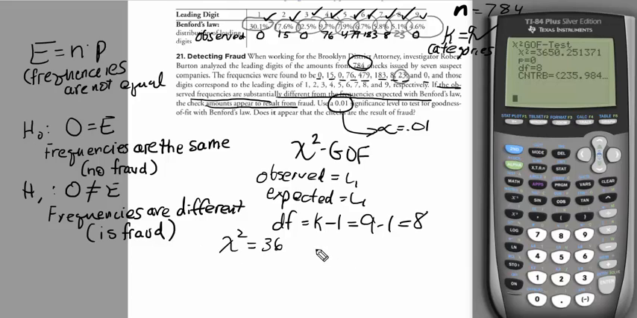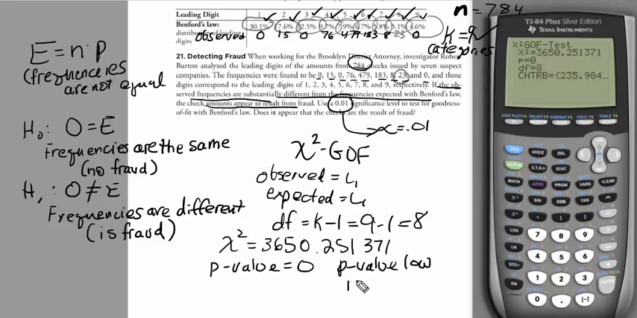So that's 3650.251371, and the p-value is 0. So of course that is low. P-value low, you're going to reject H0. So that means that there is fraud because the frequencies are different. So if you want to answer the question, does it appear that the checks are a result of fraud? Yes.